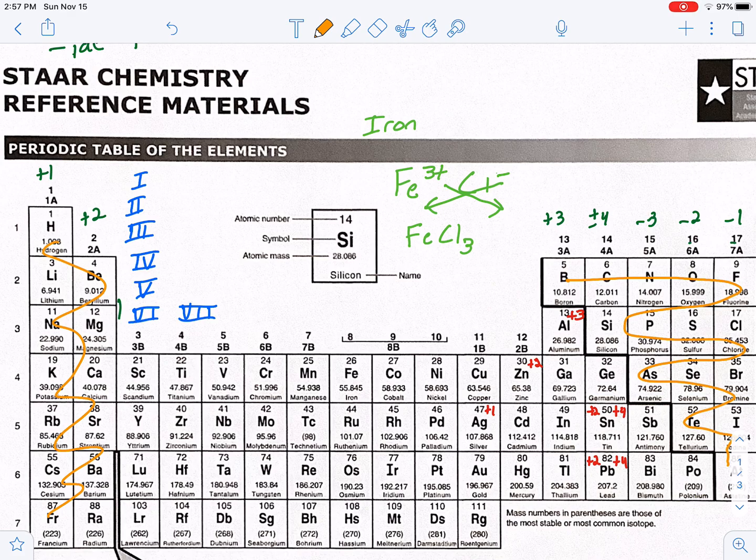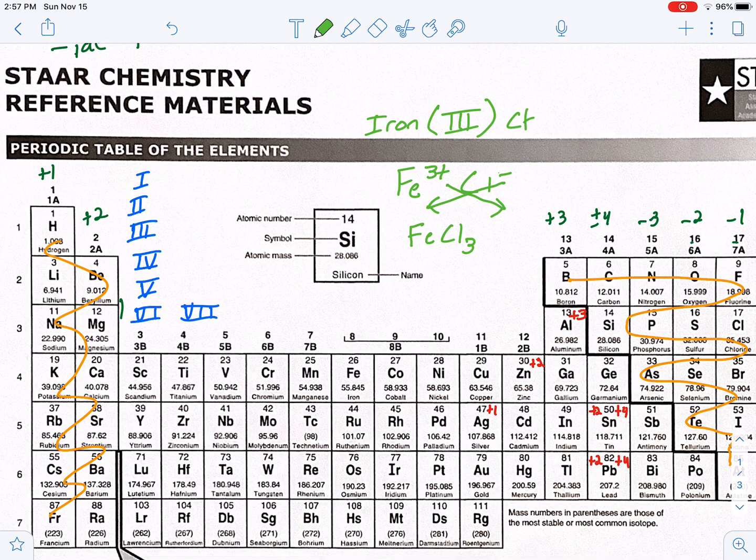So that's why we have to put a Roman numeral on it to tell us what the charge is for that specific iron. In this specific case, iron has a charge of +3, so you're going to put III. So iron 3 tells me the charge of iron, not how many I have. Then you're still going to do the same thing: chlorine now becomes chloride. So that is iron 3 chloride.